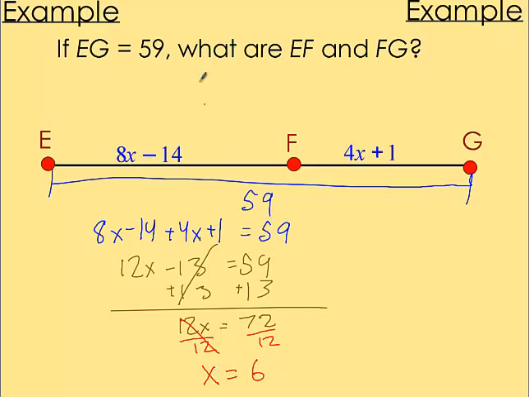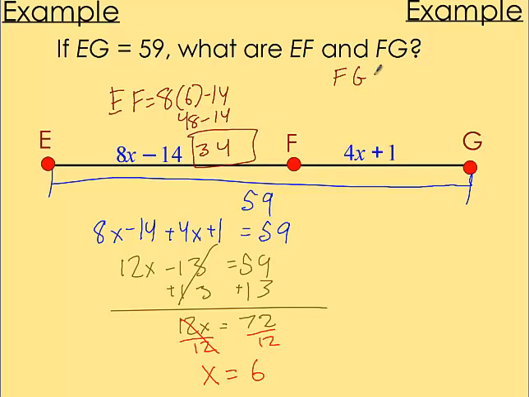So if x equals 6, I'm not done with that. I got to find EF and FG. Well, for EF right here, I know EF is going to equal 8x minus 14, so 8 times 6 minus 14. 8 times 6 is 48, so 48 minus 14, well, that's going to be 34. And over here for FG, FG equals 4 times 6 plus 1, so that's 24 plus 1, which is going to be 25. That's it.